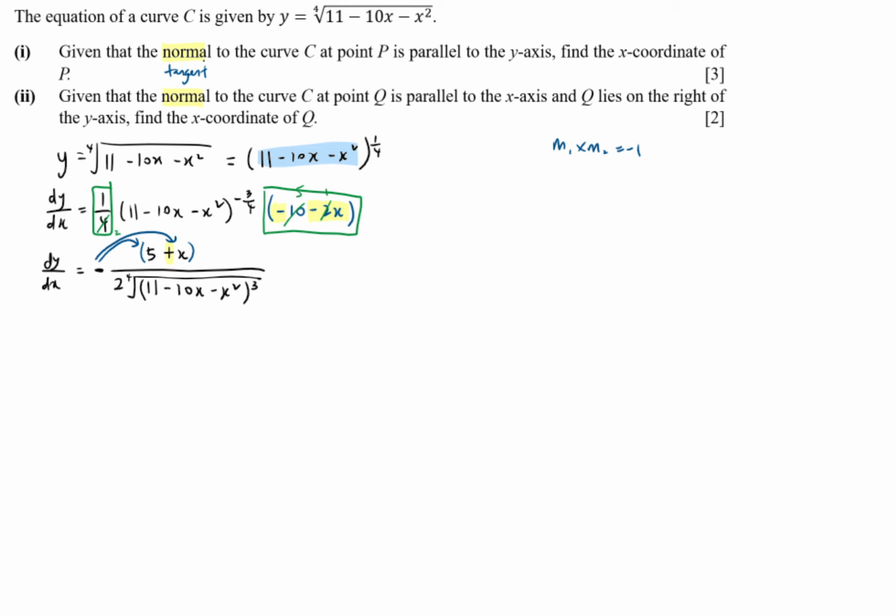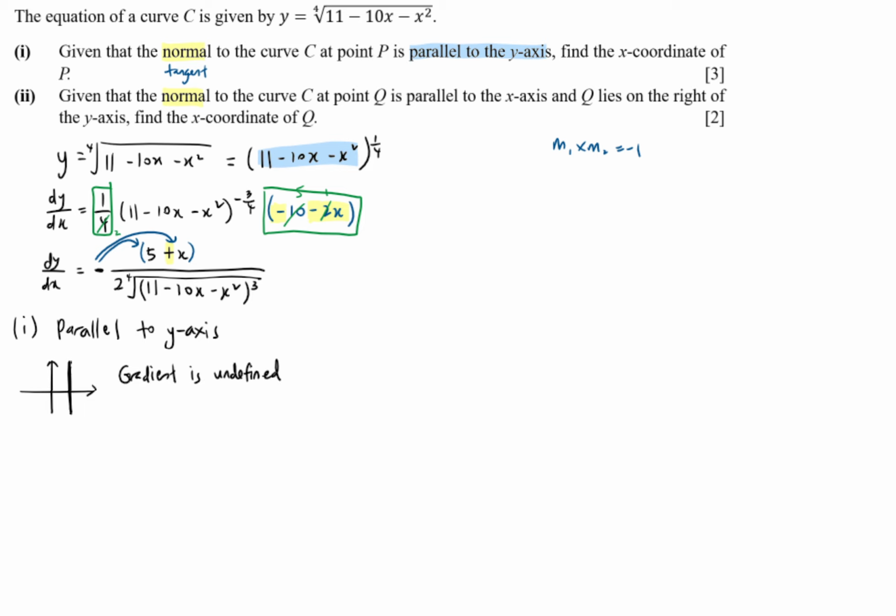The normal to the curve is parallel to the y-axis. So for part 1, parallel to the y-axis. If you need some visualization, parallel to the y-axis means a vertical line. Now, what is the gradient of a vertical line? That would be undefined. So the gradient is undefined.